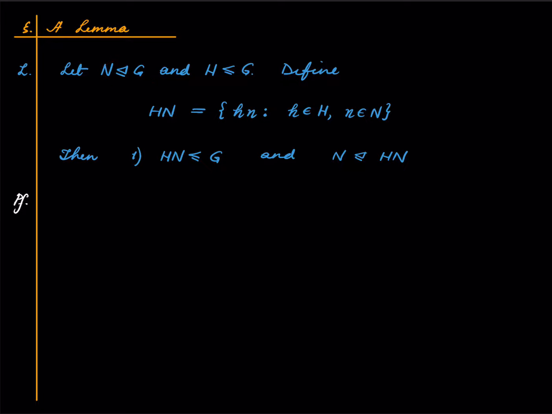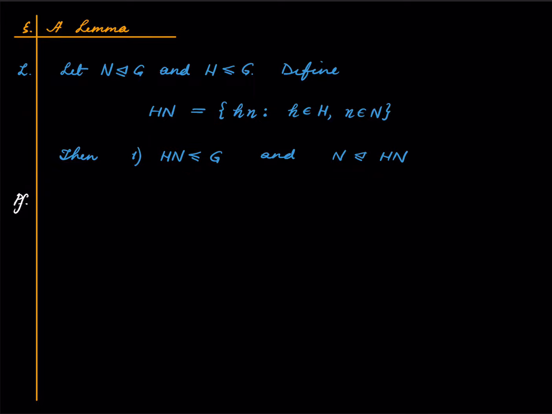Suppose N is a normal subgroup of a group G and H is any subgroup. We define HN, this is just a notation for that. You just pick one element from H and another from N and operate the binary operation here, and put all of them in a set, that is HN. So we first claim that this is actually a subgroup, and the second is that N is a normal subgroup of that. This will be trivial, but let's see a proof of that.